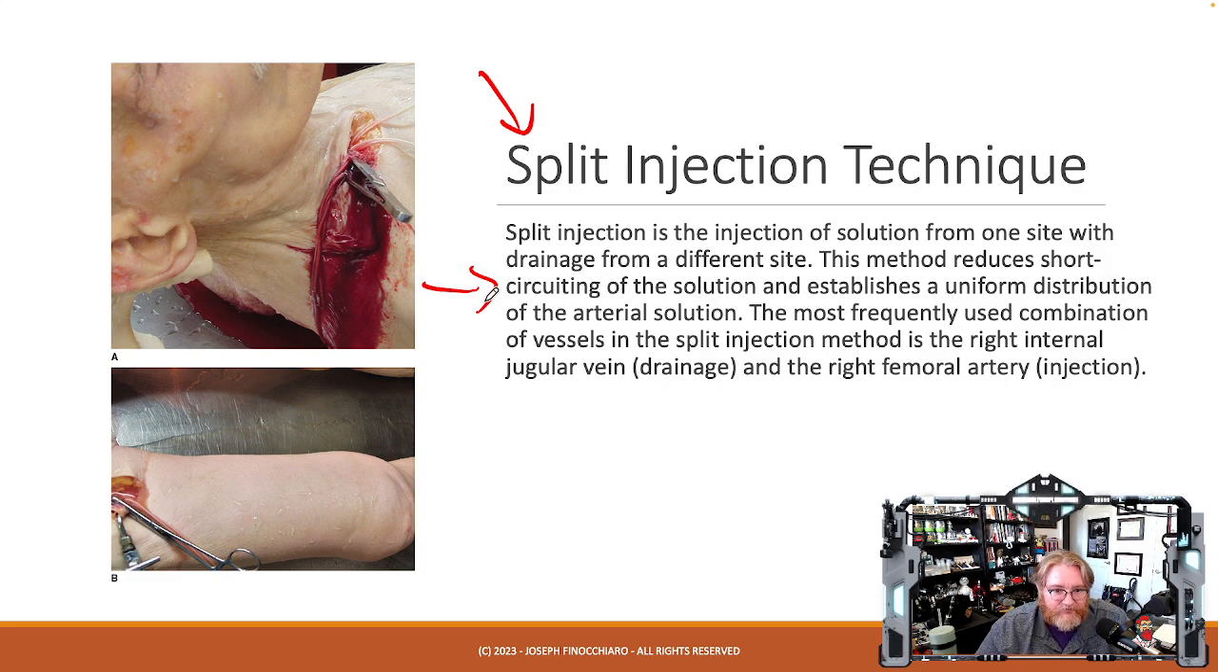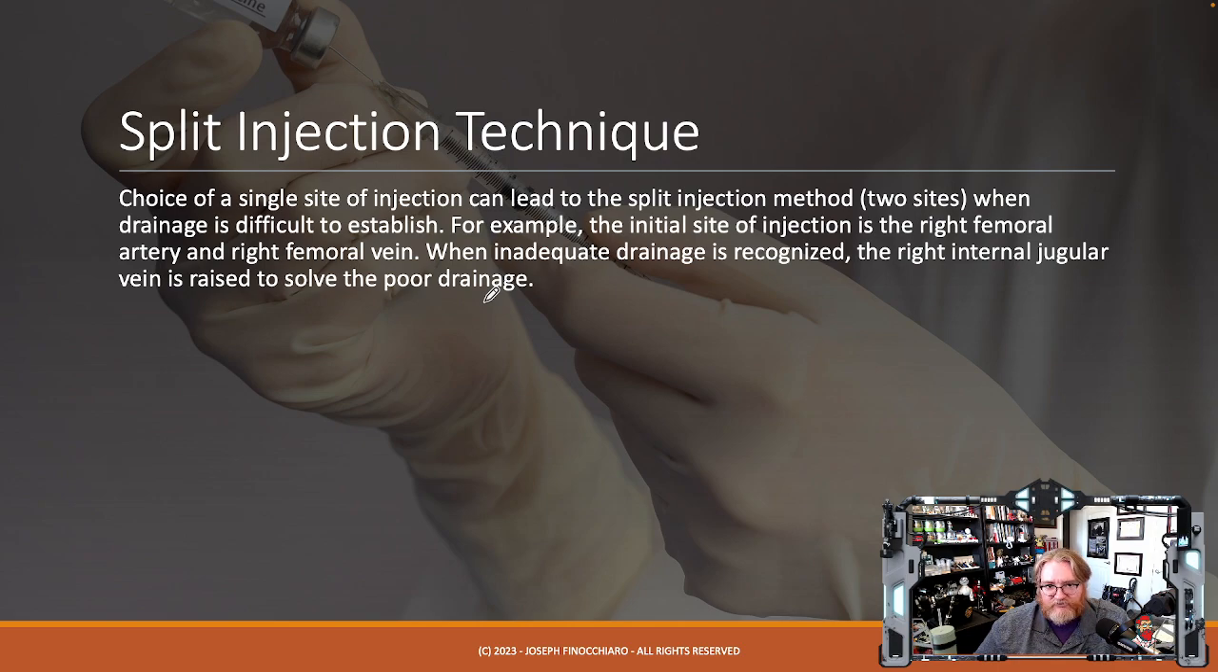Under a theory of split injection, realistically, actual practicality, it is because you want to make use of the right internal jugular for drainage and some other injection point. And as we get into the split injection, you'll see why. Choice of a single site of injection can lead to the split injection method when drainage is difficult to establish. For example, the initial site of injection is the right femoral artery and right femoral vein. When inadequate drainage is recognized, the right internal jugular vein is resolved to poor drainage.